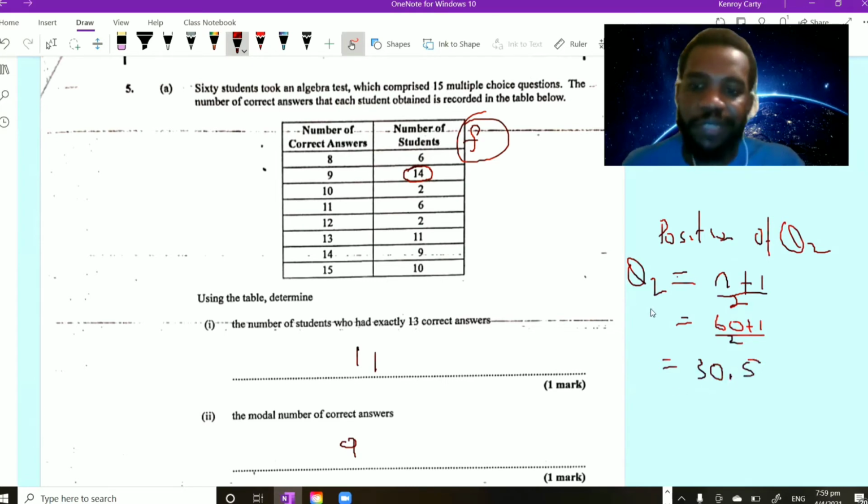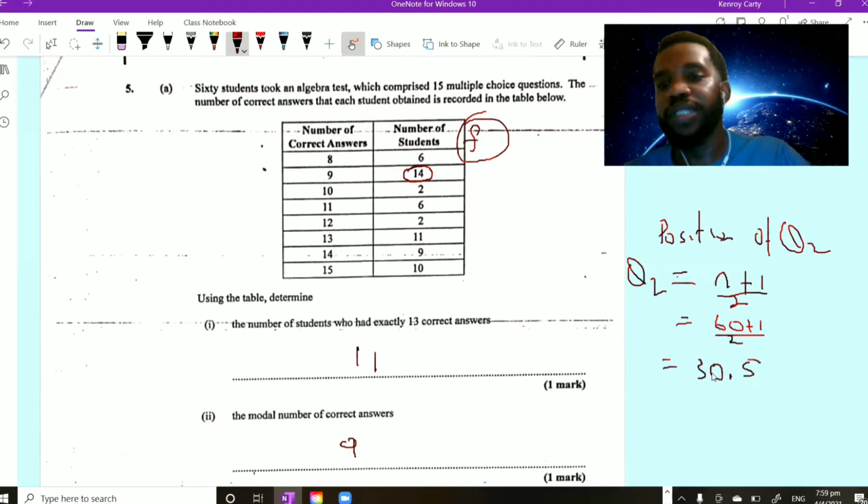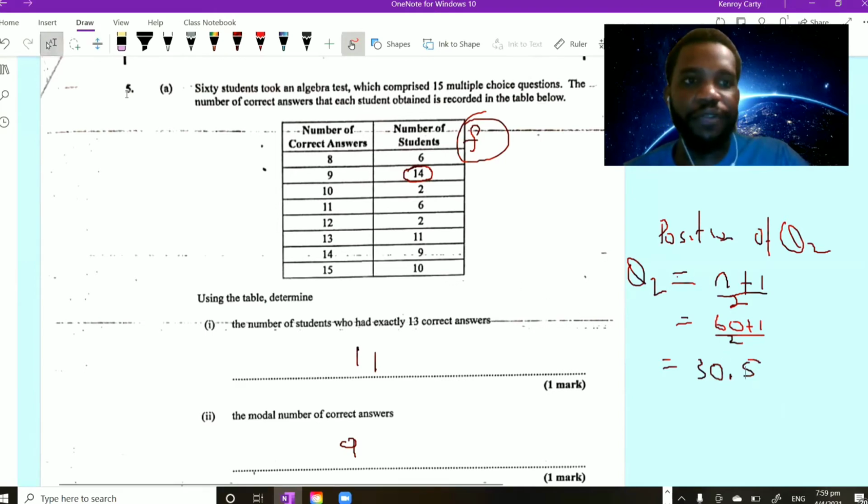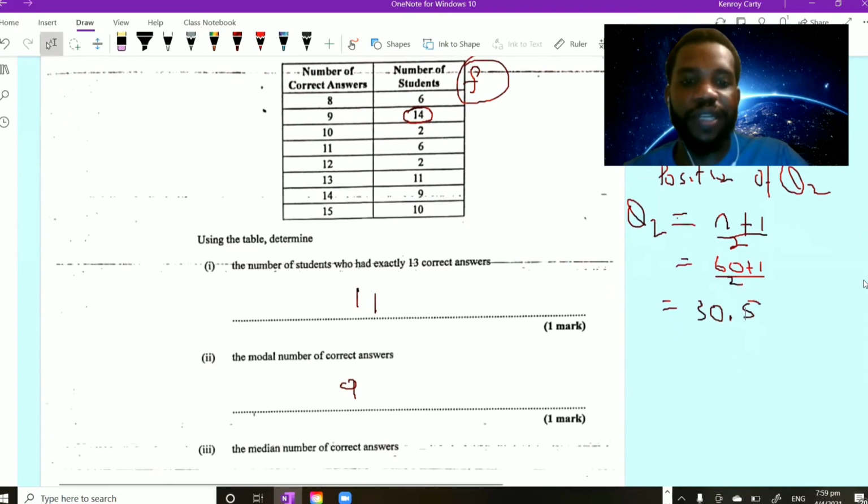So let me explain what this 30.5 means. 30.5 is between the 30th and the 31st value. So what it means is that I'm going to add the frequencies until I get to the 30th and the 31st value. Cool? Now, if there are two different values, I'm going to add them and average them. If there's the same value, there's no need to average it. All right, so let's start adding. Remember, we're looking for the 30th value and the 31st.